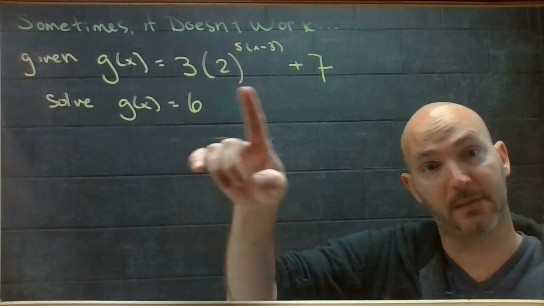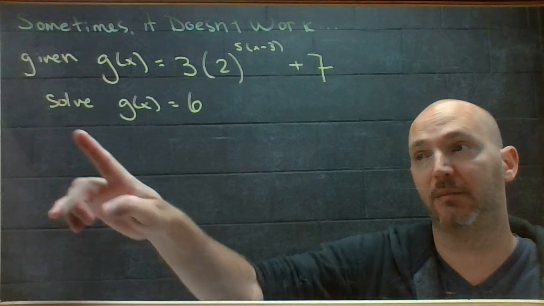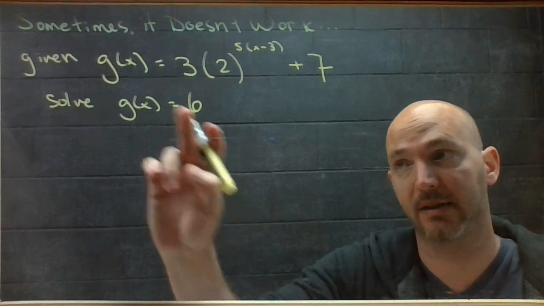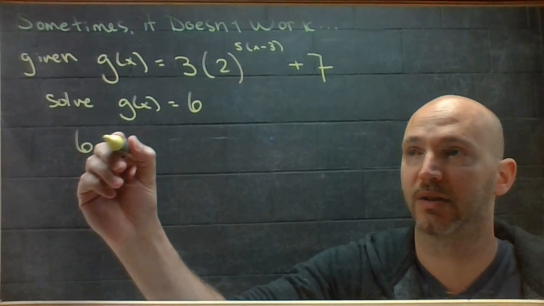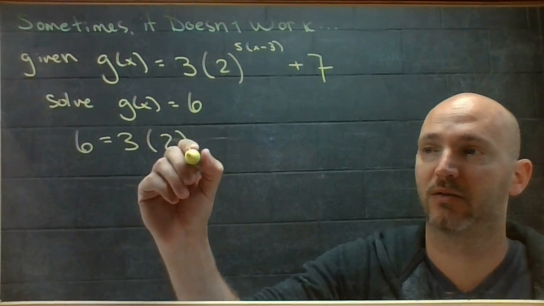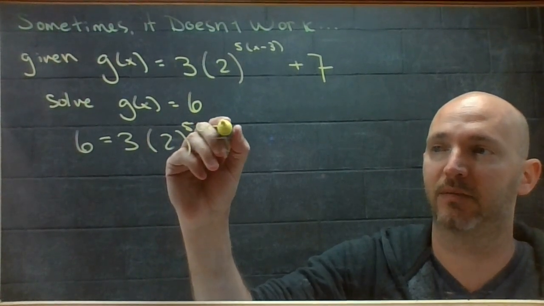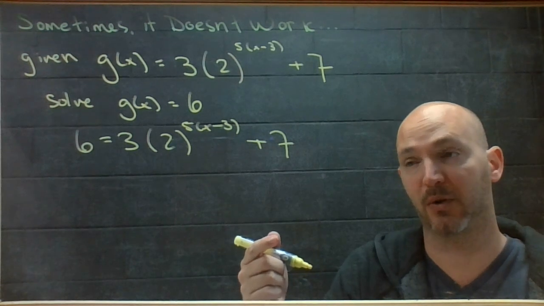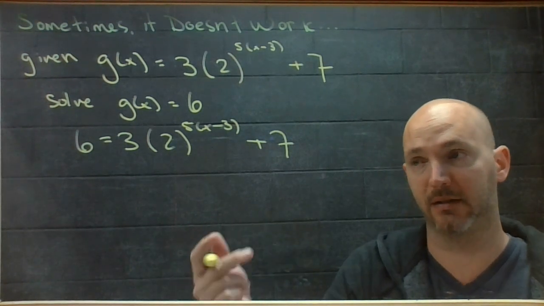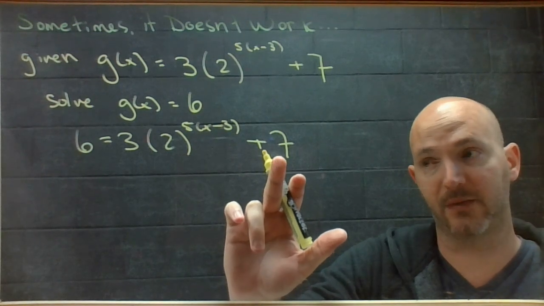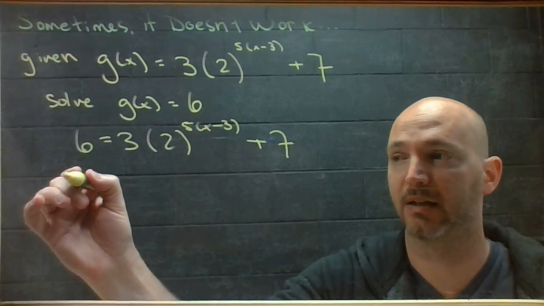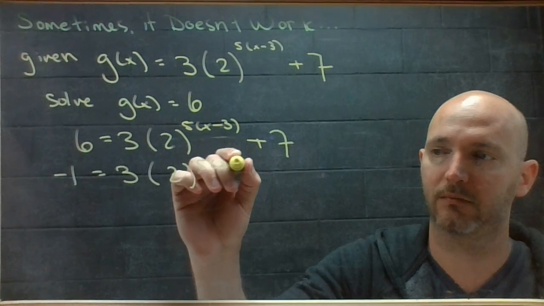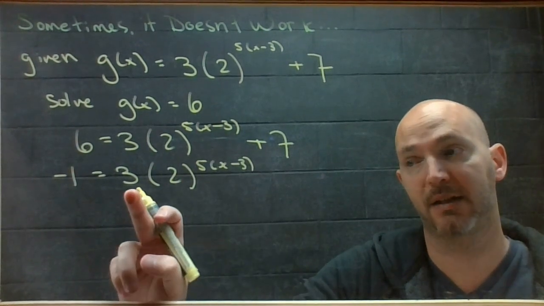If you're trying to work with an exponential, I have a base 2 exponential here, and I'm asked to solve for a particular value. Just like you always do, you take this and you replace this thing here. So 6 would be 2 to the power of 5 times x minus 3, plus 7. And you go through your algebra process, steadily eliminating what needs to be eliminated. I'm going to have to move this thing first. So 6 minus 7 would be negative 1.